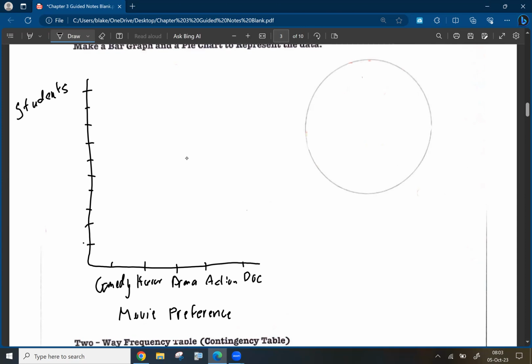It's not perfect. It'd be nice if we had actual graph paper for this. But we have to make do with what we've got here. So 35, 40, 45, 50. All right, so of course, the bar graph is just going to make the bars as tall as they need to be to represent the number of individuals.